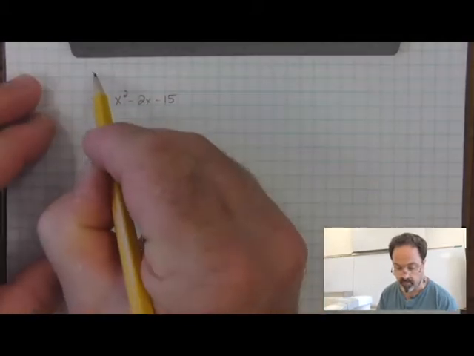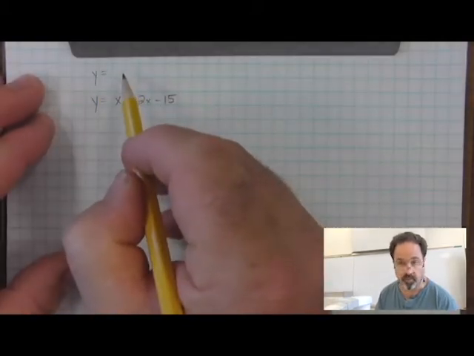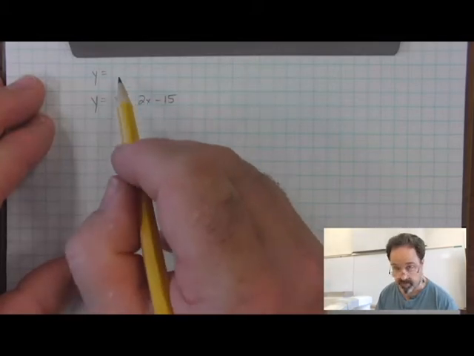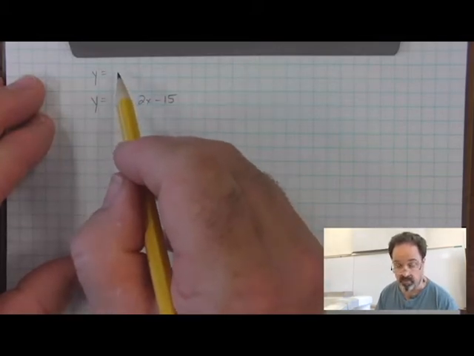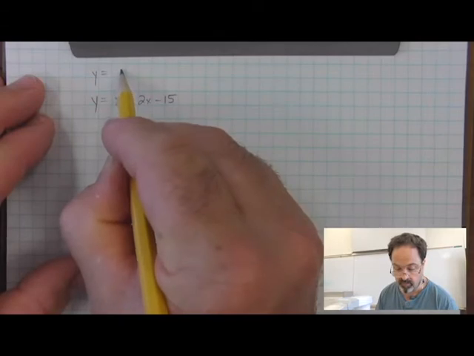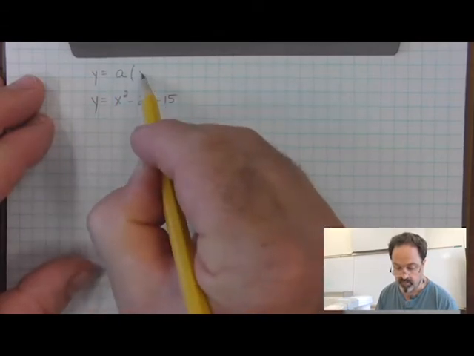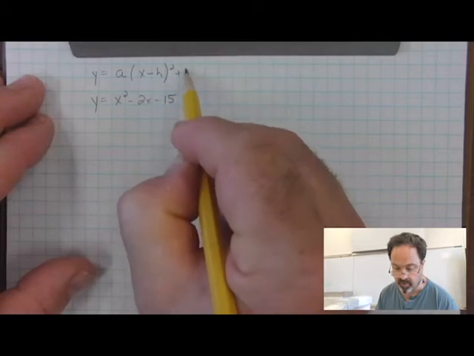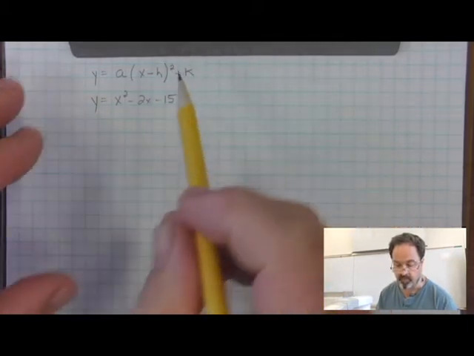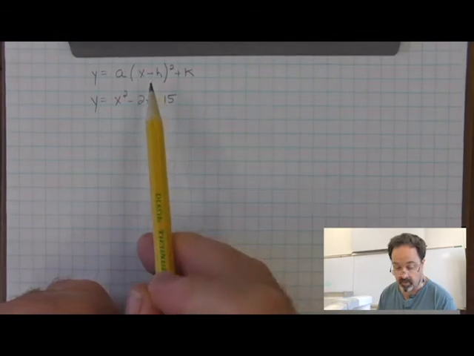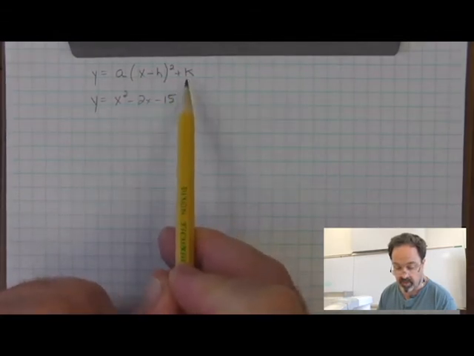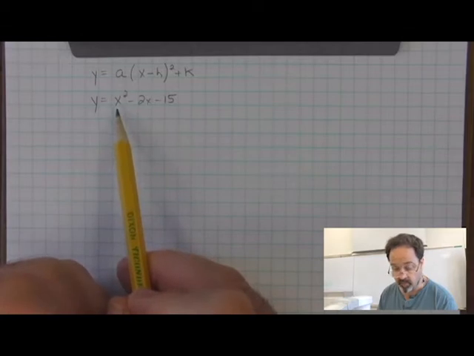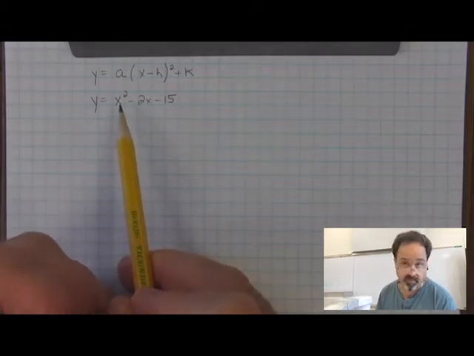Graphing form is a little more useful for graphing quickly because the vertex can be easily seen in the equation. Graphing form is a times x minus h all squared plus k, where the vertex is located at coordinates (h, k) and a is still the coefficient of the x squared term, or the dilation factor.